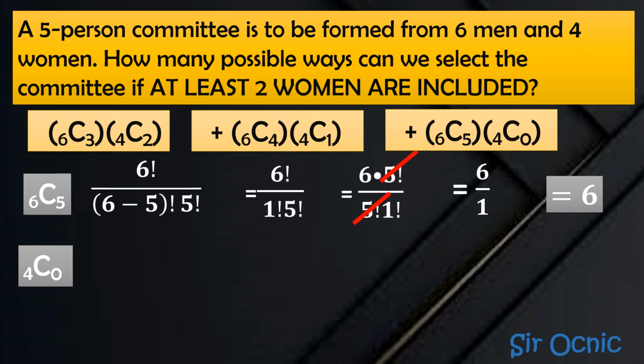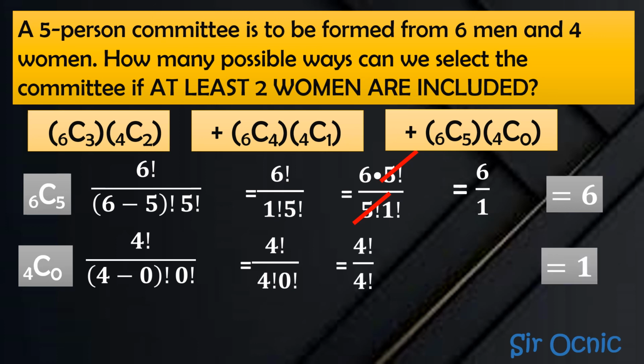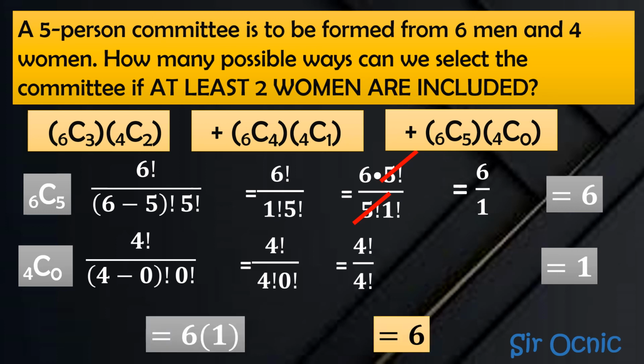Evaluating for 4C0, or combination of 4 taken 0 at a time, we have 4 factorial all over 4 minus 0 factorial times 0 factorial, or simply 4 factorial over 4 factorial, which is equal to 1. Multiplying 6 by 1, that is equal to 6.